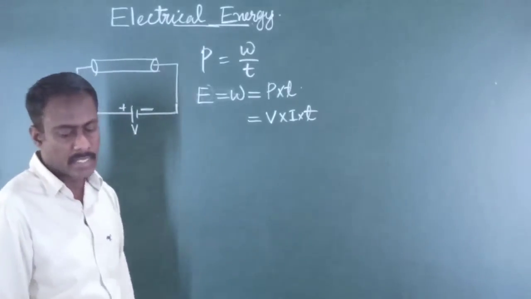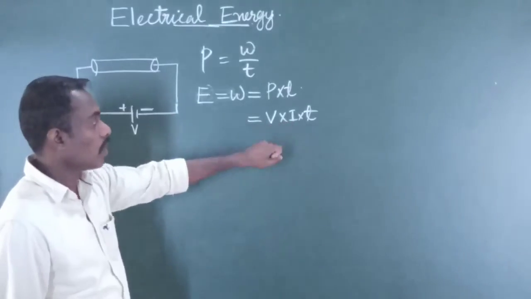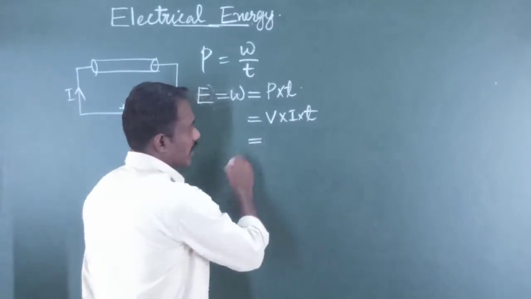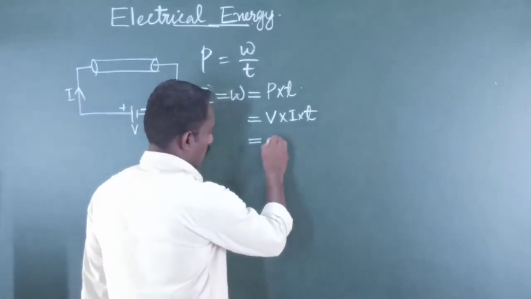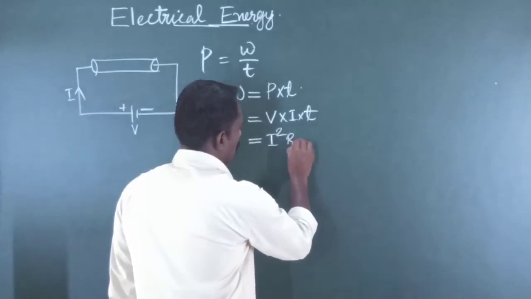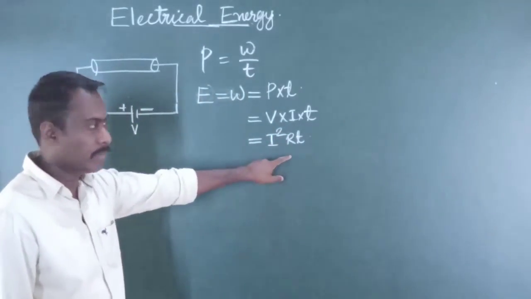We can also write this as, if you substitute the value of V in this equation, as per Ohm's law, V can be written as I into R. Then that means E is equal to I square R T. That is another equation for energy.